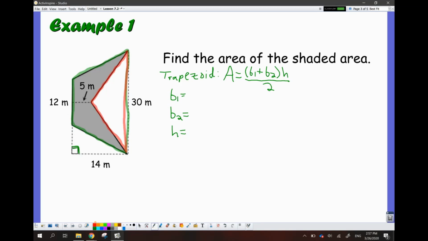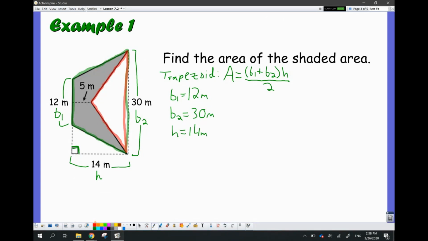But always when I have that perpendicular, that right angle, then I know that those lines connected are always going to be perpendicular. So really, my base 1 is here, and my base 2 is here, and this is going to be my height. Now the 12 meters here refers to this part, 30 meters is this part, and my height is this. So I know that my B1 is 12 meters, my B2 is 30 meters, and my height is 14 meters.